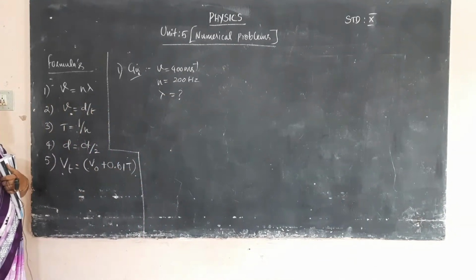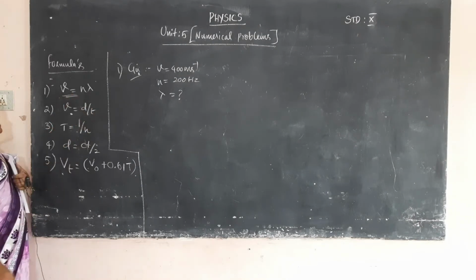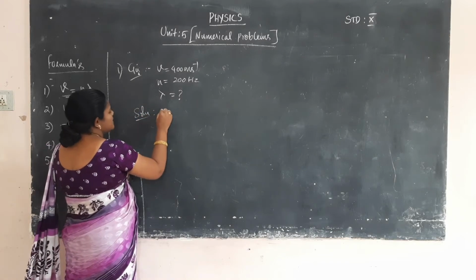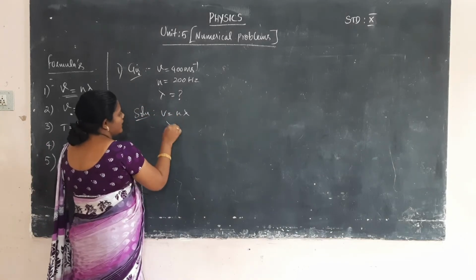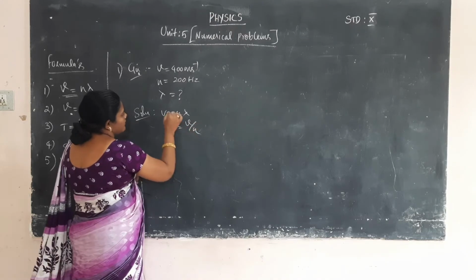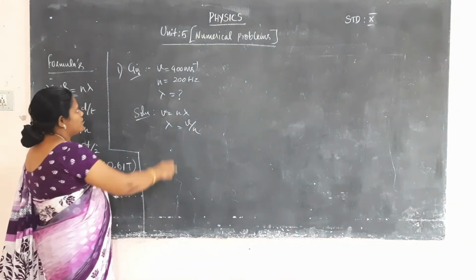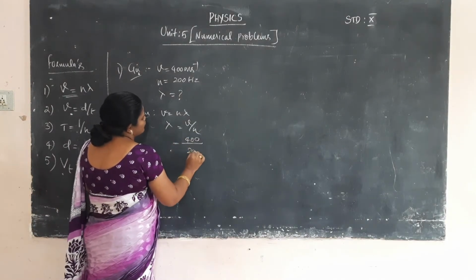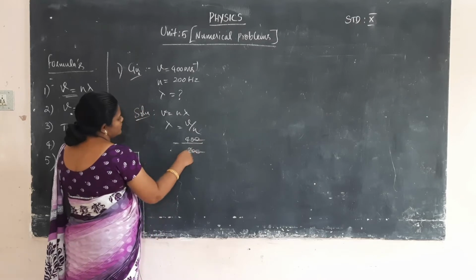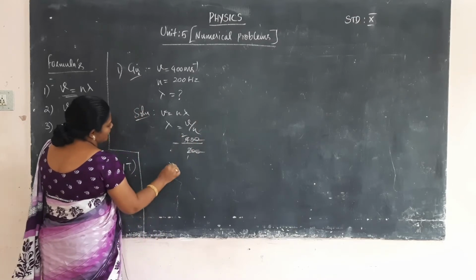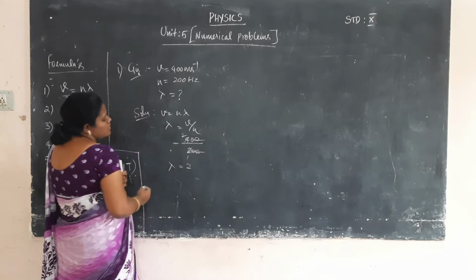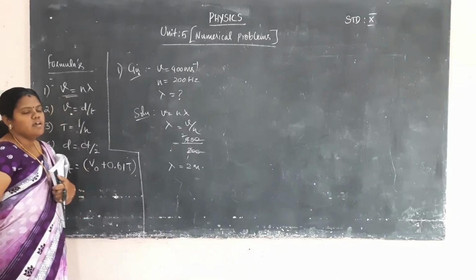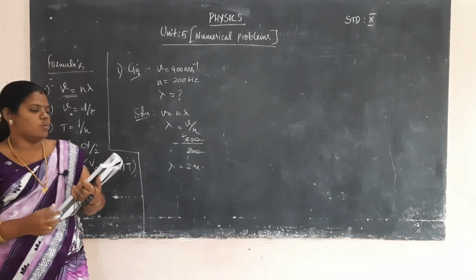What formula will be used to solve this problem? This is the formula: v is equal to n into lambda. So, solution: v is equal to n into lambda. We want lambda, so lambda is v by n, velocity by frequency. Substitute the velocity value 400 and the frequency value 200. Zeros cancel, 2 twos are 4, so lambda is equal to 2 meter. This is the wavelength of the sound wave.